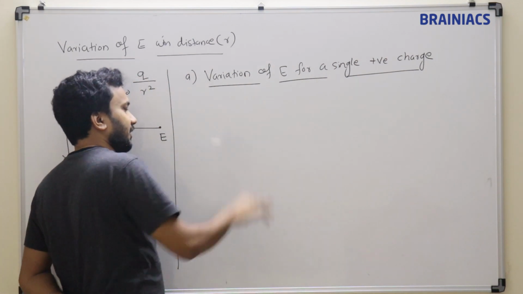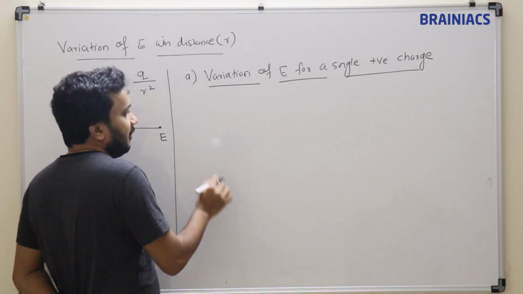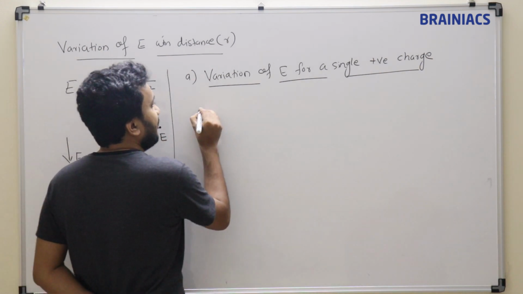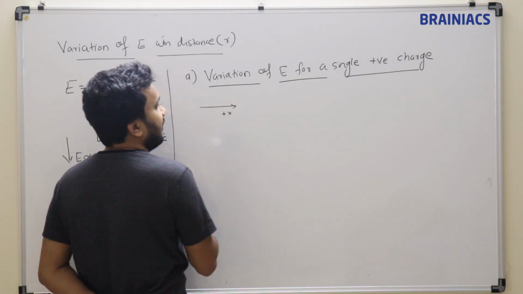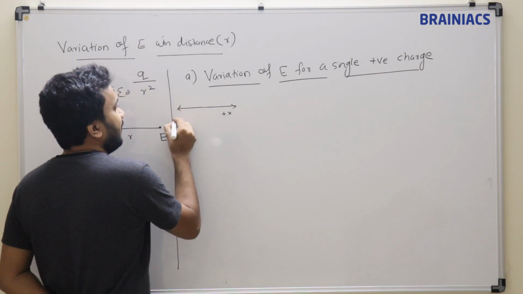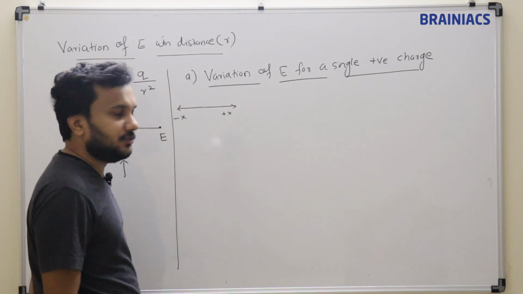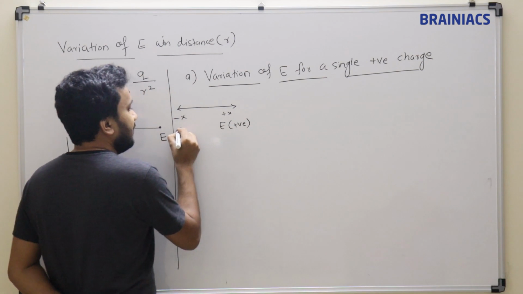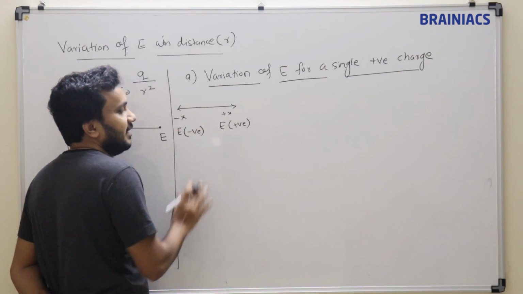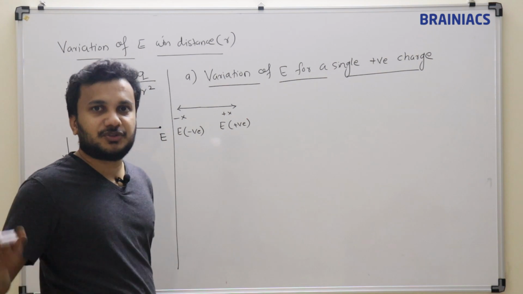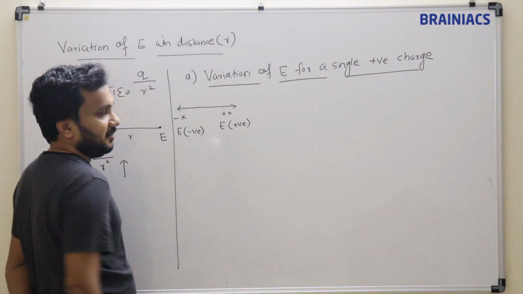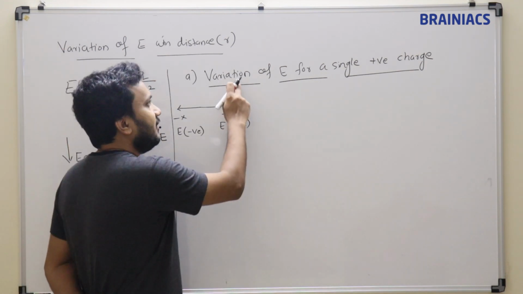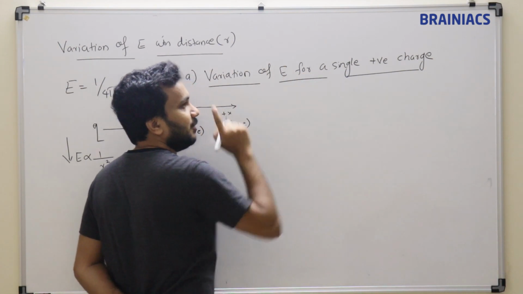Before going deeper into the topic, we'll understand something I told in all my lecture videos so far: whatever goes in the positive x direction is taken as positive, whatever goes in the negative x direction is taken as negative, which means electric field towards the right side is considered positive and electric field towards the left is considered negative. This is the normal sign convention I am using throughout this chapter. So we'll see the variation of electric field for a single positive charge.